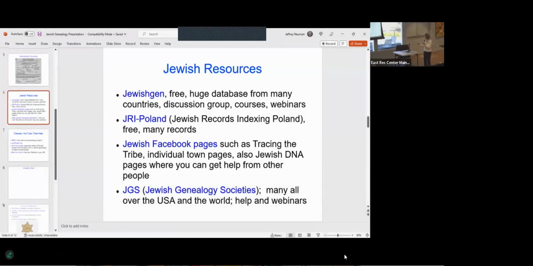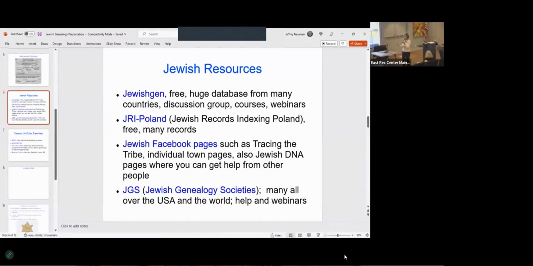So let's see. Oh, they also have a way that you can connect with other people who are looking for people with the same surname, and you might be related to that person. They have gazetteers to give you information about the town that your people came from. They have over 4 million Holocaust records, 4.2 million burial records. They have a Sephardic collection.